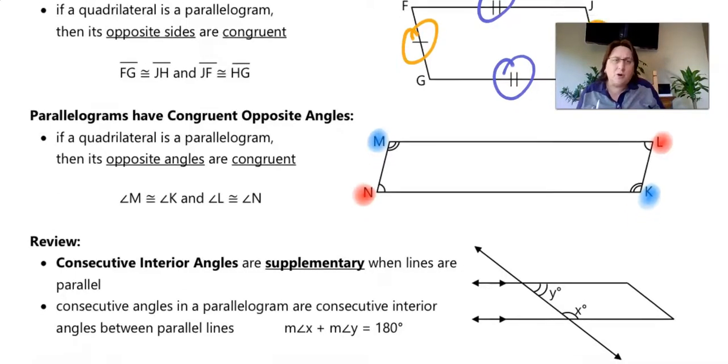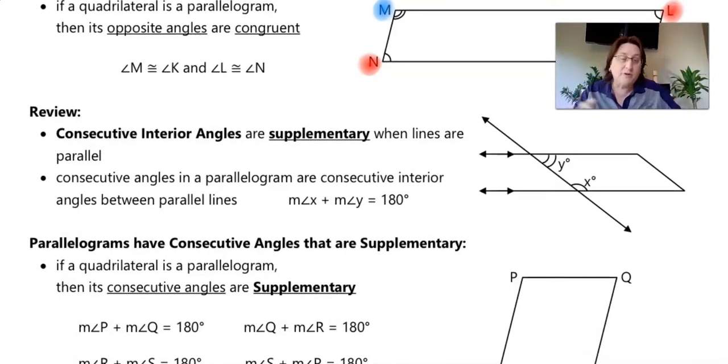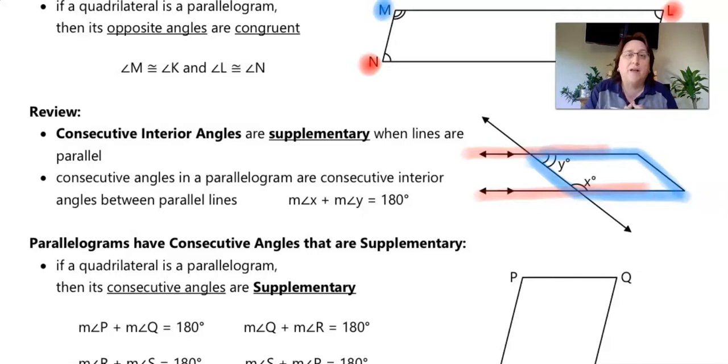Now, guys, let's go back and review. This is from Unit 3. Do you remember that when we have parallel lines, we are going to have consecutive interior angles that are supplementary? Supplementary means that they add up to 180 degrees. And consecutive interior, guys, means that they're inside the parallel lines and they're on the same side of the transversal. Now, what I just highlighted in blue, that's our parallelogram.